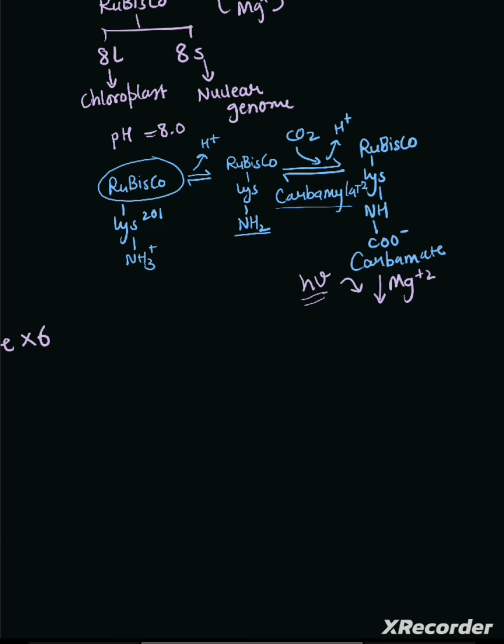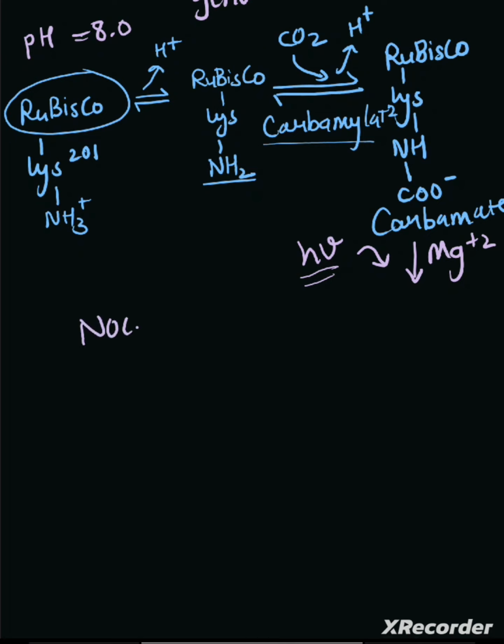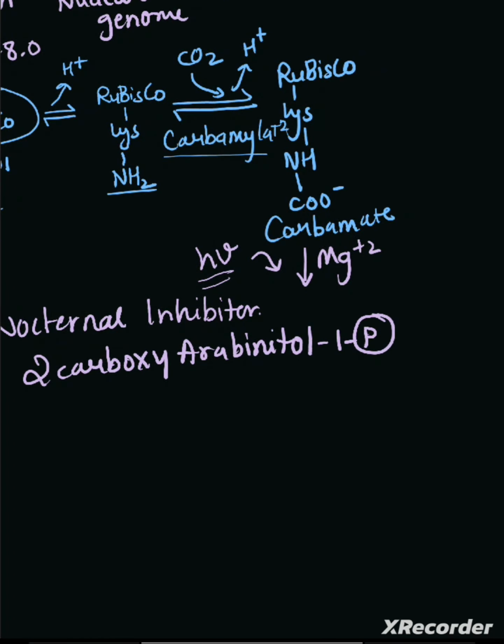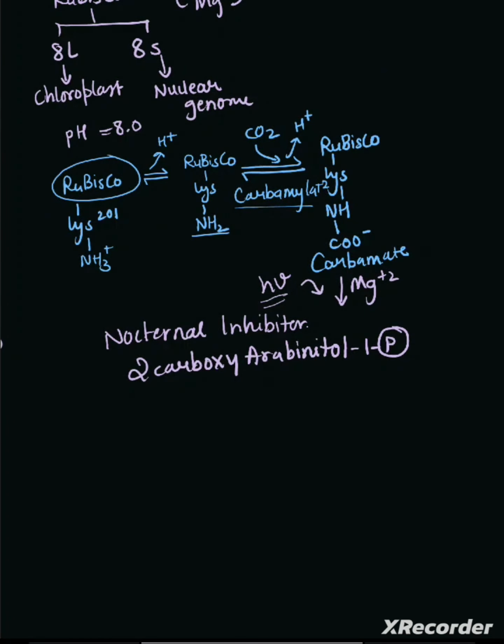So now your Rubisco enzyme, this is one way of activating it: you require light. There are certain nocturnal inhibitors sitting on your Rubisco enzyme. One nocturnal inhibitor is carboxyarabinitol 1-phosphate. It binds to Rubisco and inactivates the Rubisco in the dark.